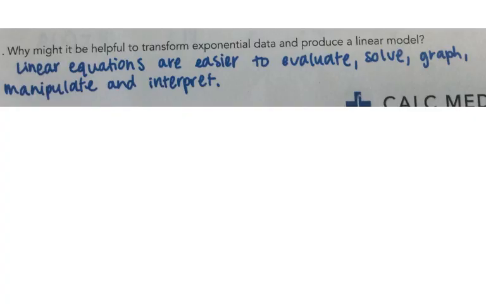When are we ever going to need to know this? Why would I ever do this? Why would I ever log the outputs? Here's what they say. Linear equations are easier to evaluate, to solve, to graph, to manipulate, to interpret. You should be very comfortable with a line, because you've been doing that since middle school. With an exponential, even that idea of the common ratio, the rate of growth, is a weird kind of idea that we're not experts at. But when I'm talking slope, I'm an expert at slope. I can slope all day.